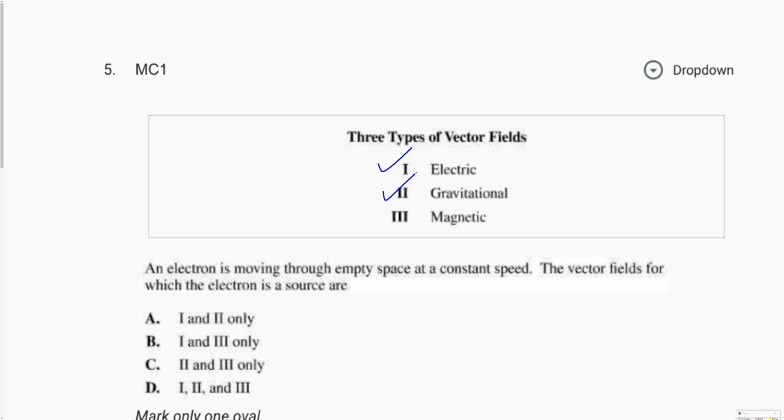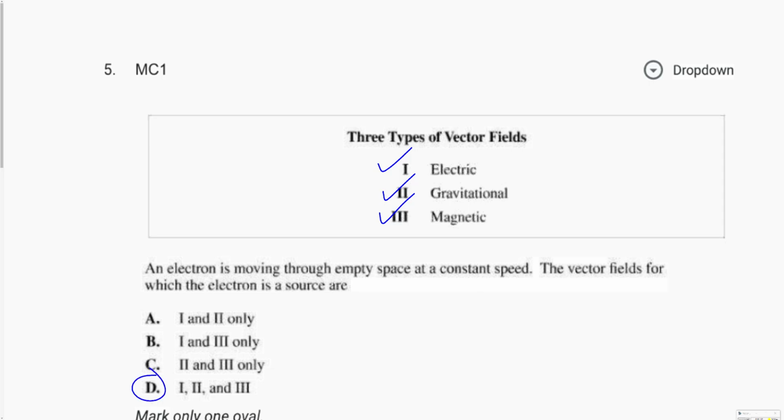Now, what causes a magnetic field? Magnets, but that's not the relevant one here. Charges cause magnetic fields if they're moving. So an electron at rest would not cause a magnetic field, but an electron that's moving at a constant speed would cause a magnetic field. So all 3 of these work for me.